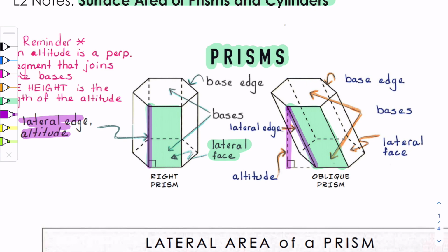So again, you can press pause, you can copy these terms down, but in general, it is important that you understand what I'm referring to when I use this language.